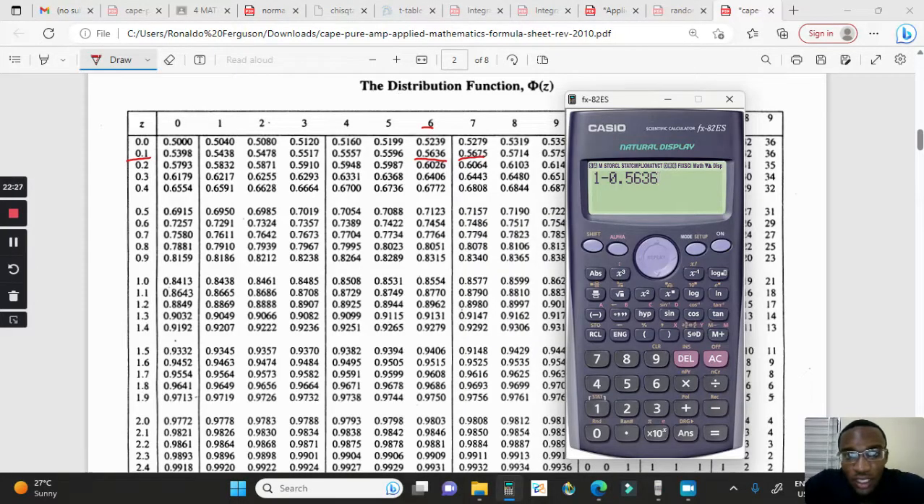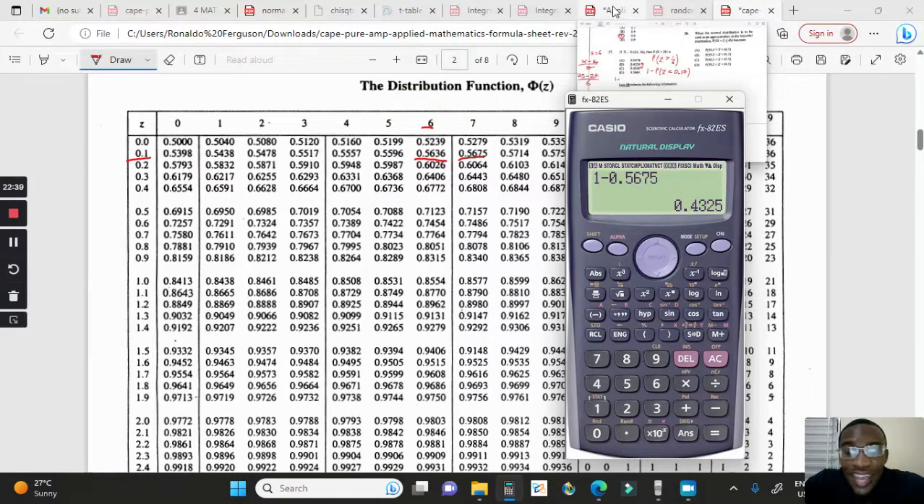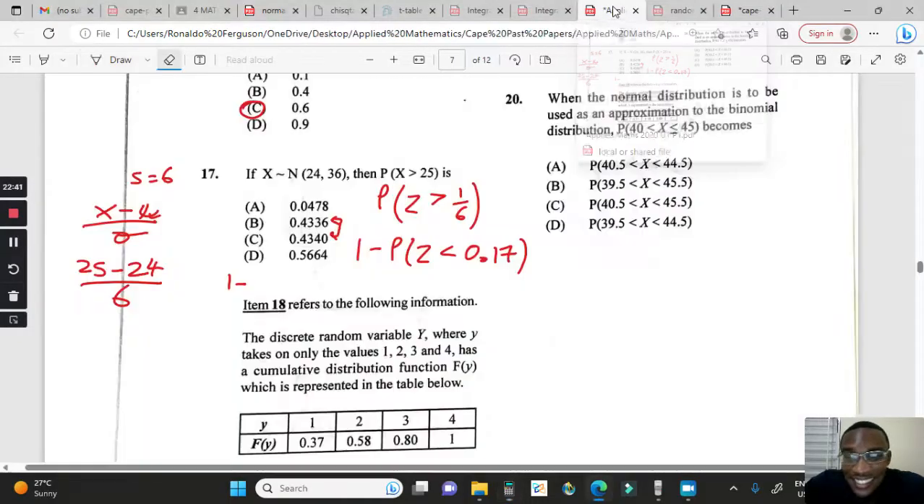So it changes to 0.5675, and that gives 0.4325. Now look at this, that answer is also not there. So you're going to wonder, how are we going to extrapolate our answer? You have what we call the distractor. The distractor would be what they're expecting you to get in the table. What you're expected to get in the table is this.